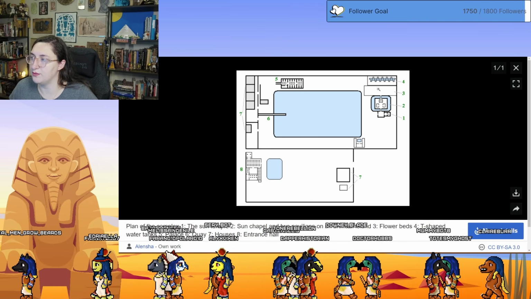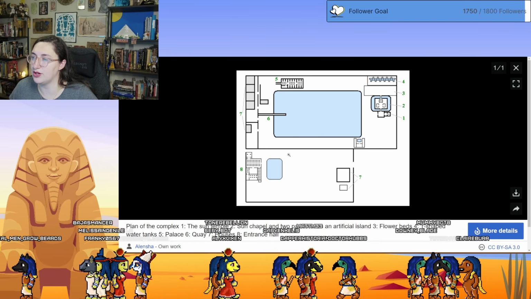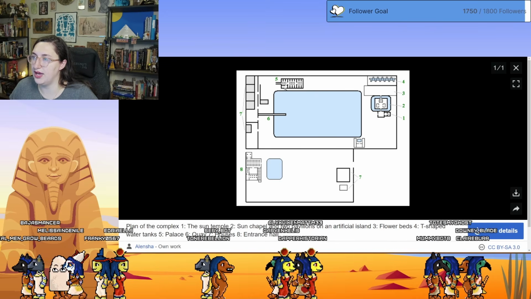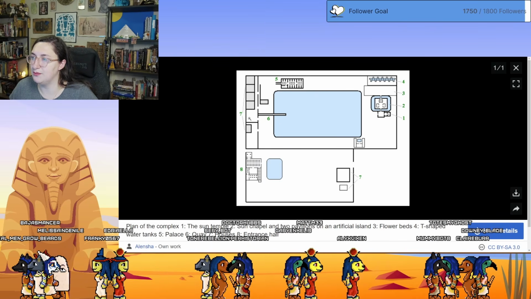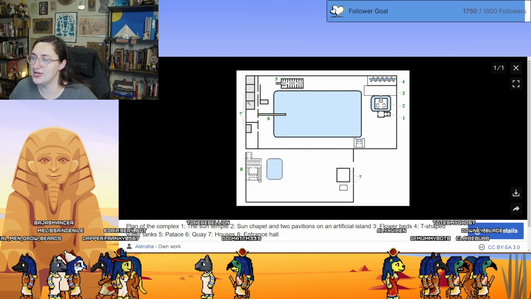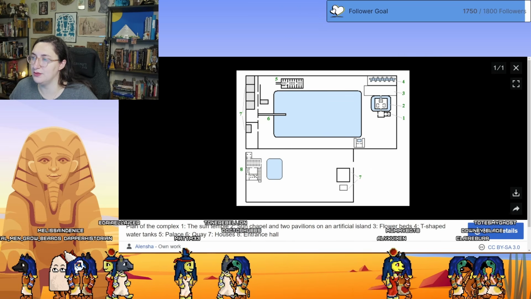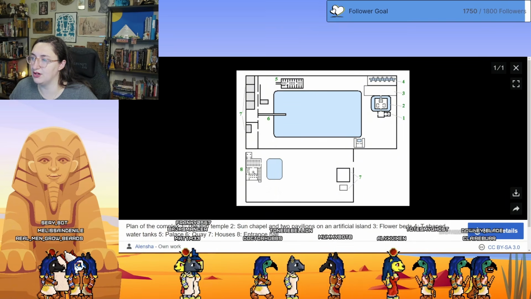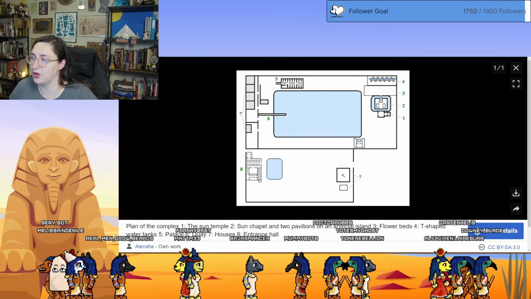Number 3 are some flower beds. Number 4 is these T-shaped water tanks. Then number 5 is a small palace. Number 6 is a quay. There are other houses, number 7, and then there is a bigger entrance hall over here, and there's more houses over here.